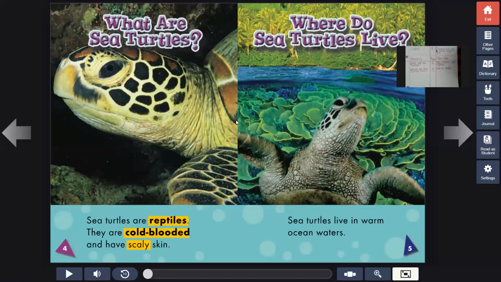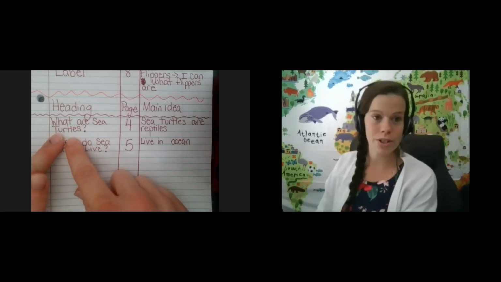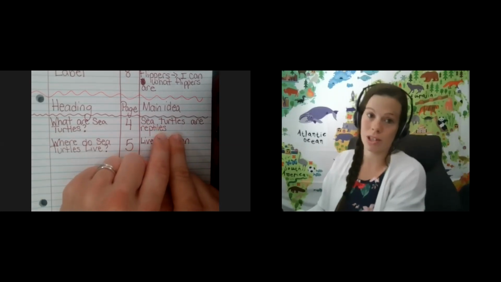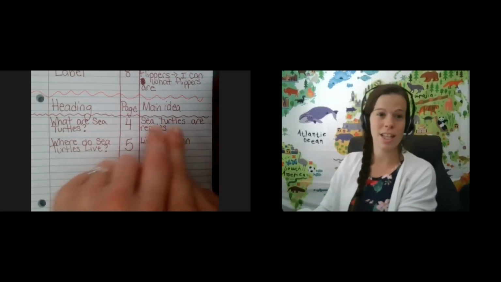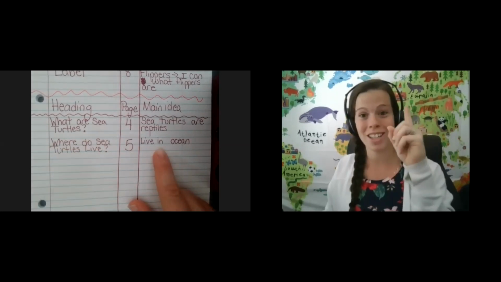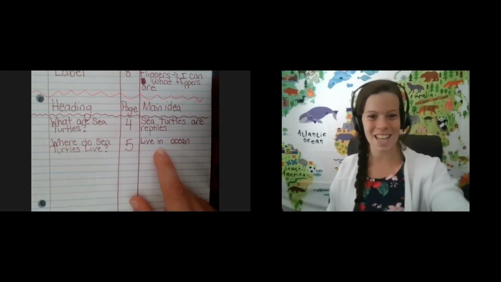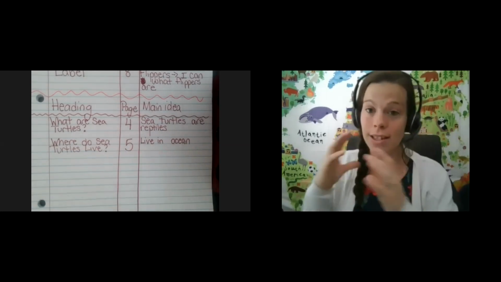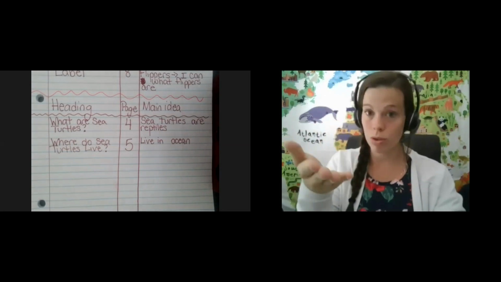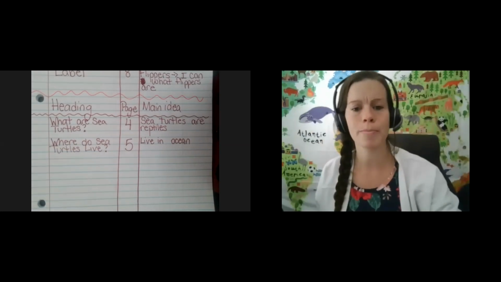All right, let me make it bigger so you can see. All right, so you can see I have what are sea turtles from page 4. It was mostly about sea turtles are reptiles. Where do sea turtles live on page 5? We literally had one sentence. Super easy. They live in the ocean. Easy. So let's go into the text. This next section is going to be a little bit more difficult, which is perfect because when you do it tomorrow, you'll have 2 longer sections to work with.